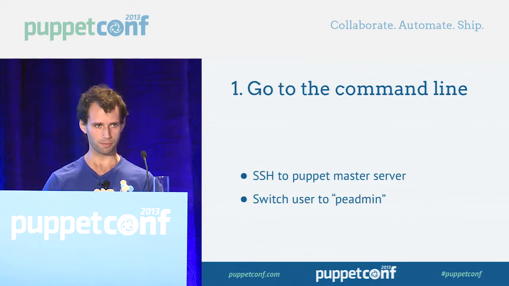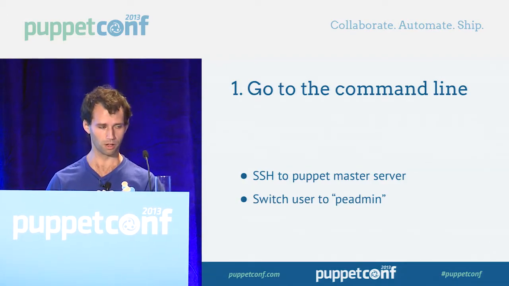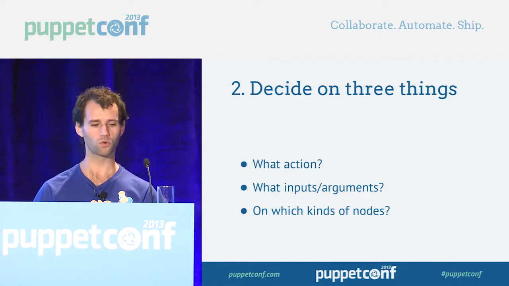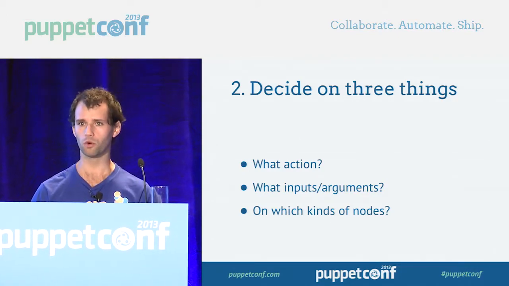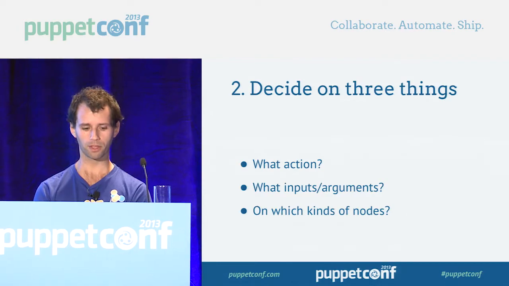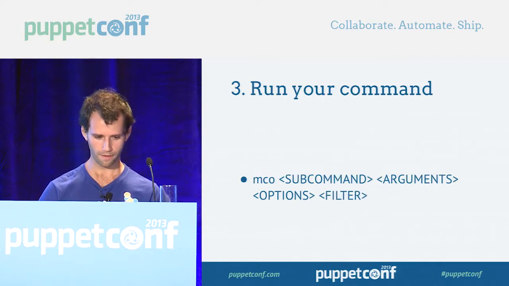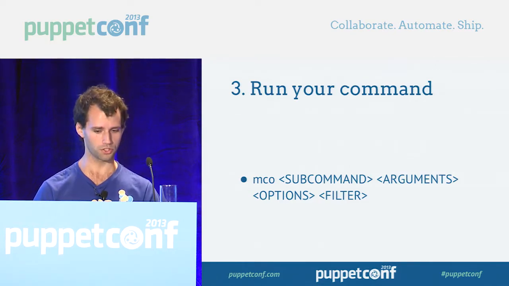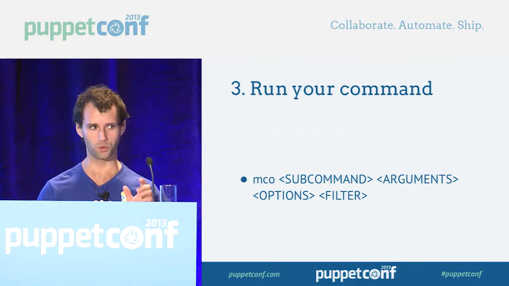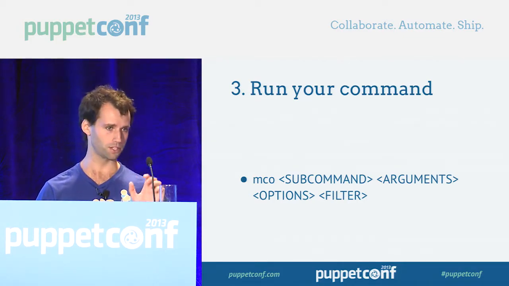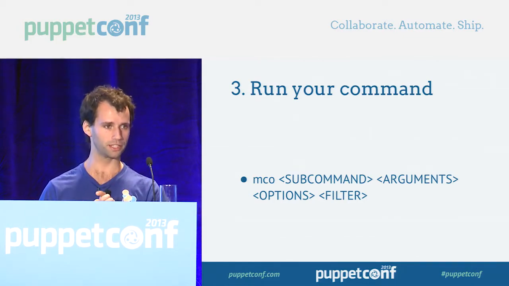So you've basically got a three-step process when invoking actions on the command line. You go to the command line, become the PE admin user on the Puppet master server. You decide on three things. What action do I want to run? What inputs and arguments do I want to give it? And on which kind of nodes do I want to run this action? And finally, you run your command. It's always going to start with the MCO command. It's going to have a subcommand in there. That subcommand will have some arguments, possibly some options, and almost definitely a filter.